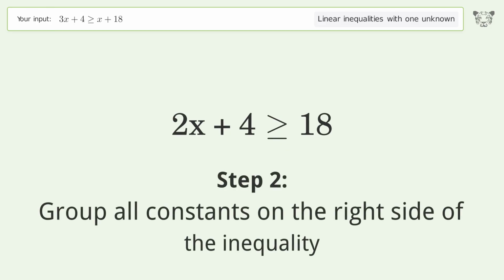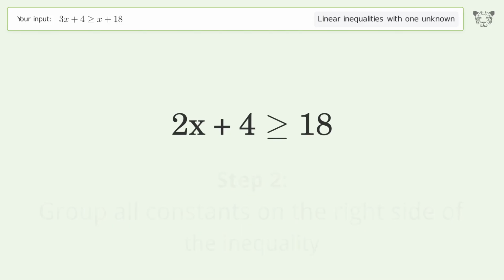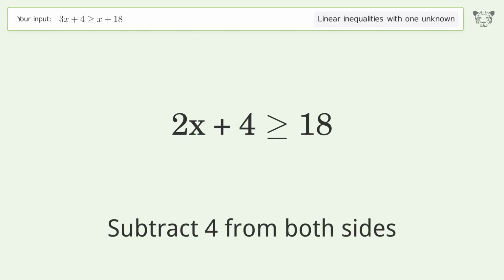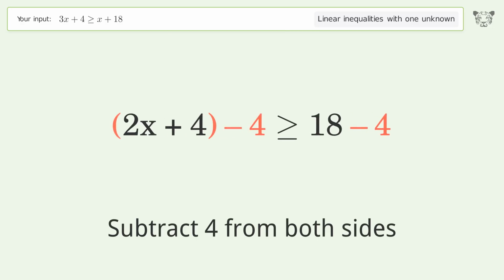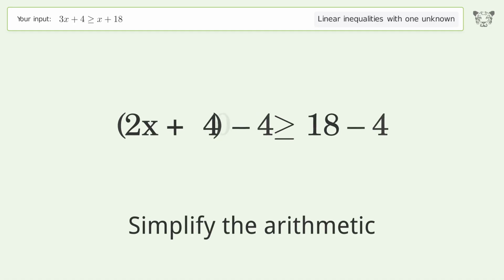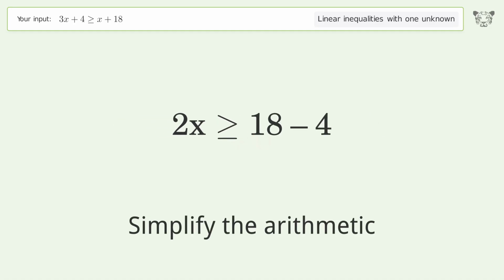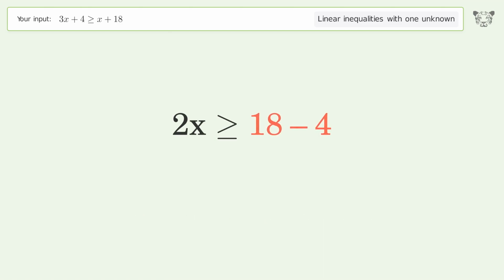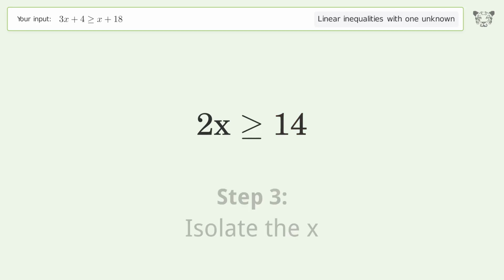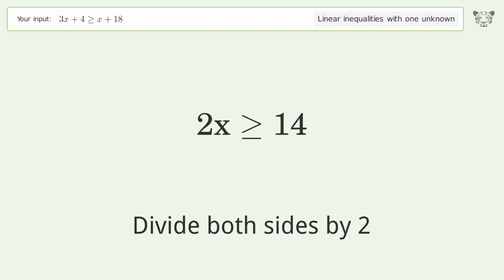Group all constants on the right side of the inequality. Subtract 4 from both sides. Simplify the arithmetic. Isolate the x. Divide both sides by 2.